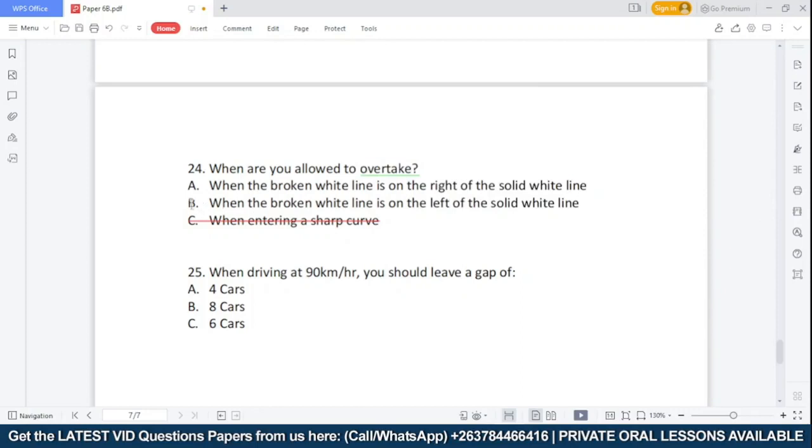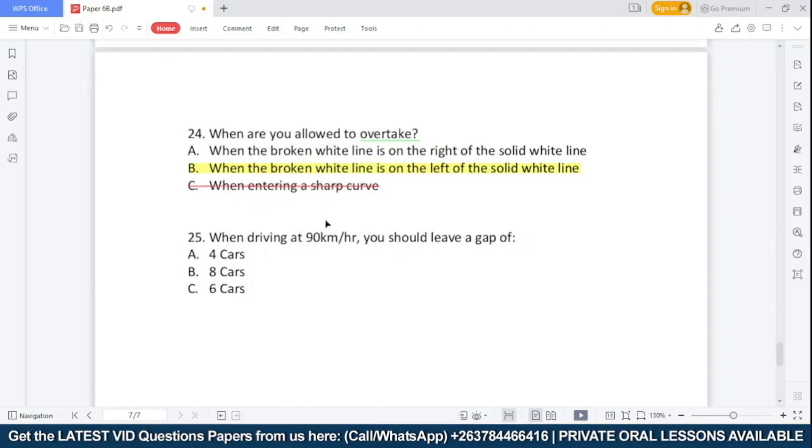So the correct answer here is B. It has to be on the left of the solid white line. That's the correct answer. This question really requires a lot of visualization, but if you know the trick behind the broken white line and the solid white line, you can really get this one. Although I understand it may be difficult for some, you usually get it.